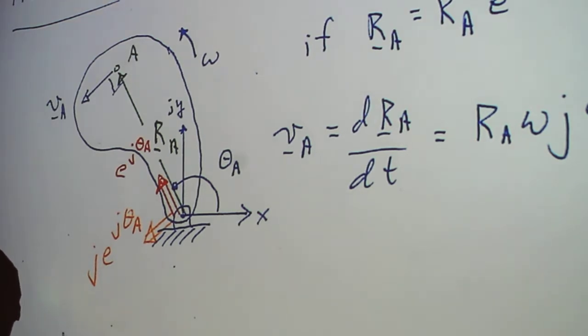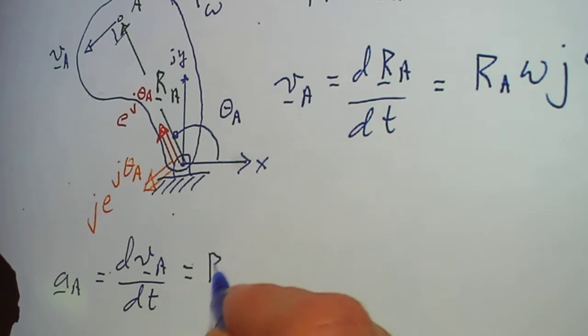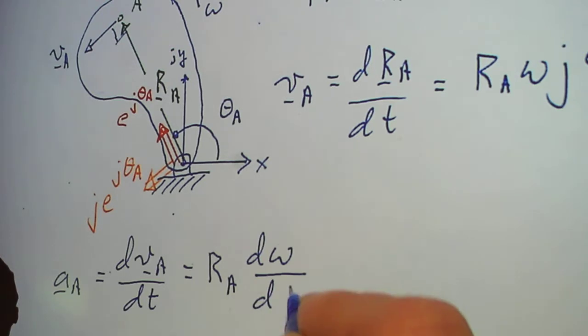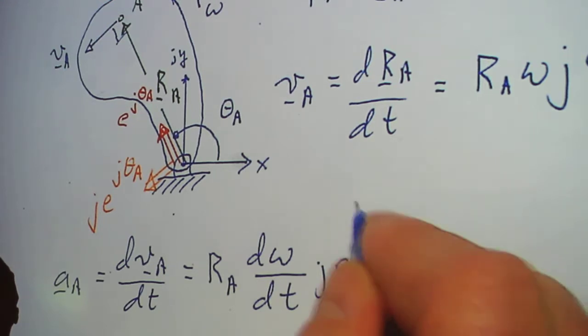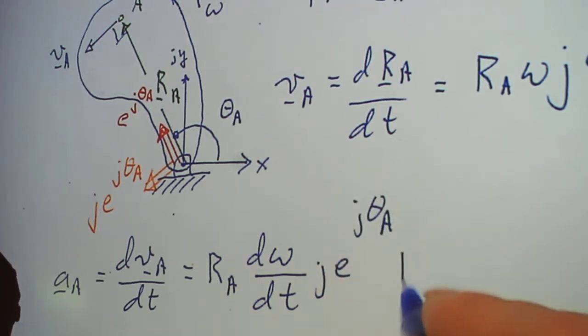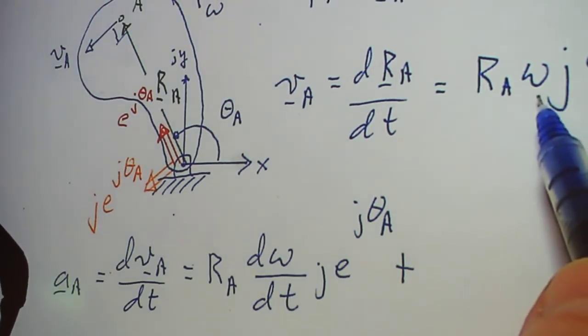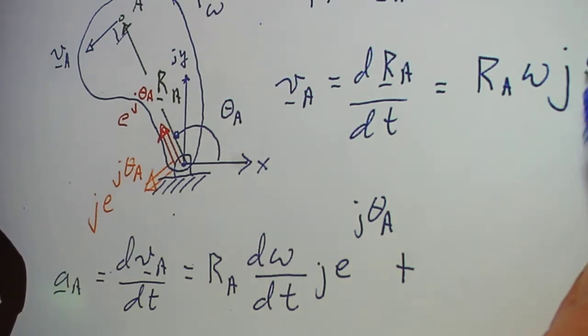If I take one more step and take the derivative of the velocity, then I get RA, the change of omega with respect to time, j, e to the j theta A, plus, so that is that component, the omega derivative with respect to time. That j isn't supposed to be negative in there, that exponent? No, it's not. Okay.